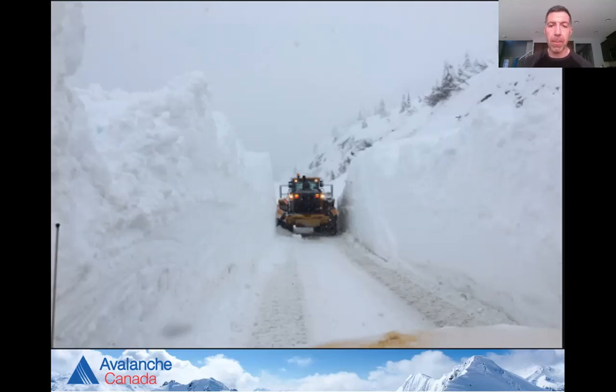So this is just a picture of a snow mover cutting a road through a blocked road that's been covered by an avalanche. So that's obviously the downside of moving around in the backcountry. But with a little bit of education and a little bit of forethought, you can easily make your excursion safe.